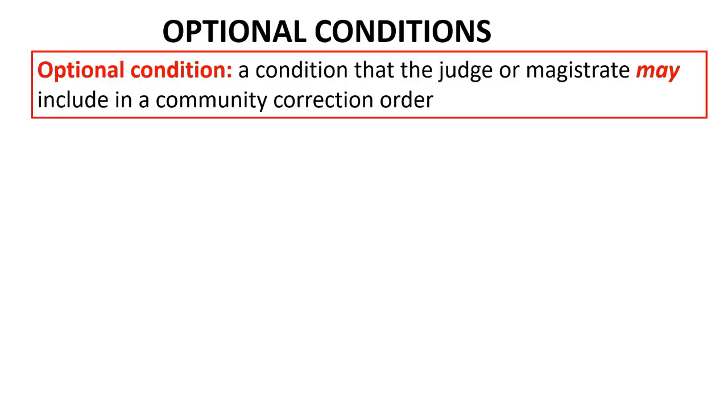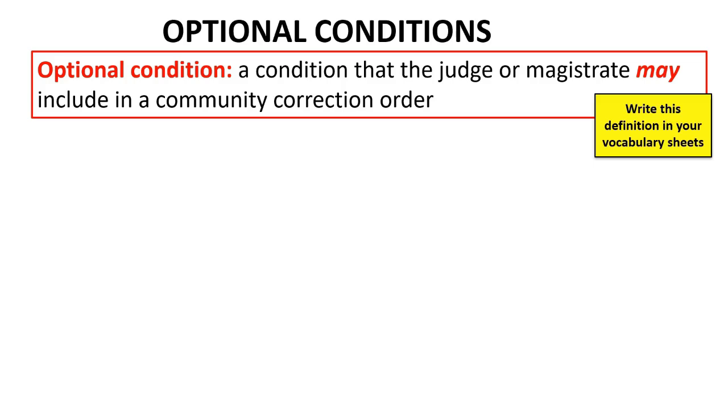Now let's look at optional conditions. Optional conditions are conditions that the judge or magistrate may include in a community correction order. That is, that the judge or magistrate can choose to include in a community correction order for an offender because the judge or magistrate thinks that those conditions are appropriate to the particular circumstances of the offender. Look down the left-hand side of your vocabulary sheets, find the term optional condition and write this definition in there.